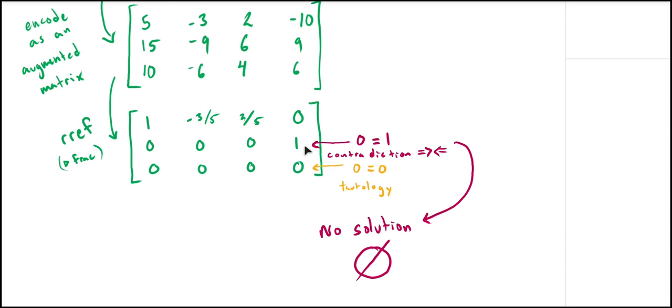However, in this middle row, we wind up with what would be 0x plus 0y plus 0z equals 1 if we write this as an equation. Now that tells us that 0 is equal to 1, which is in fact a contradiction. So we're going to not find any solutions to the system of equations when we have a row which looks like this. Even if we wind up with a row that looks like a tautology, this row indicating a contradiction is going to force us into a situation where we have no solutions to the system.